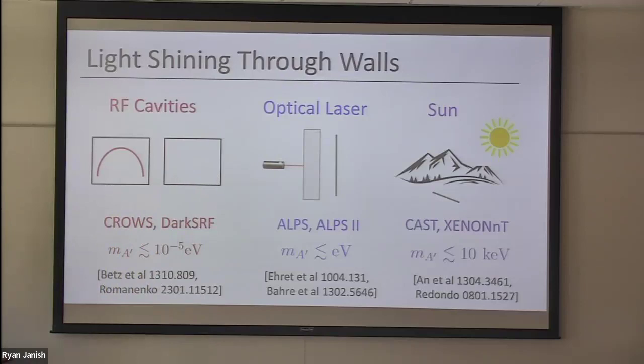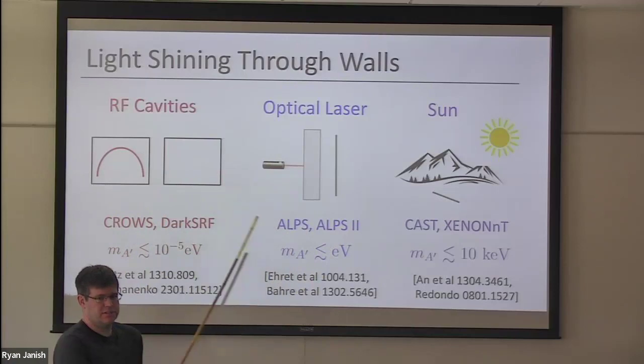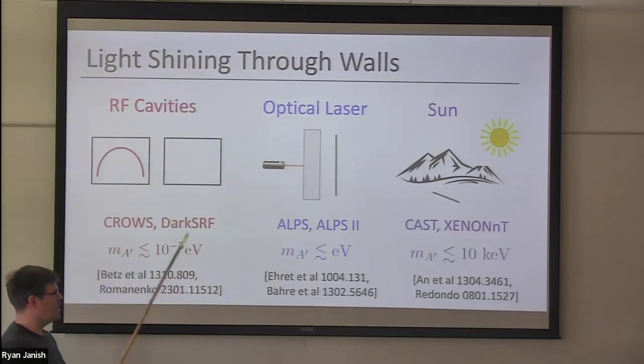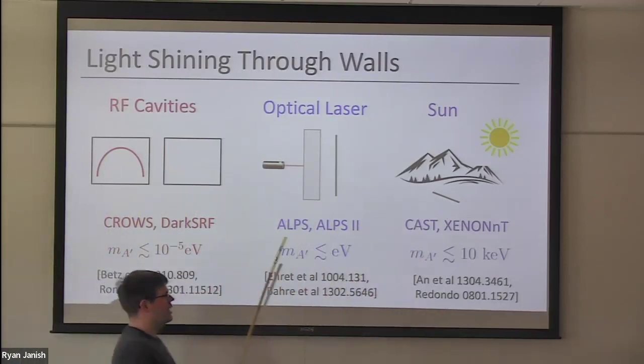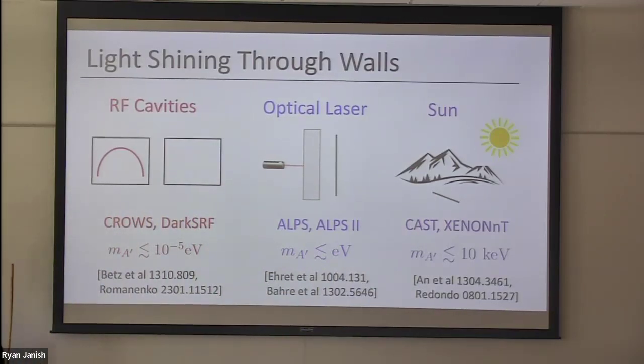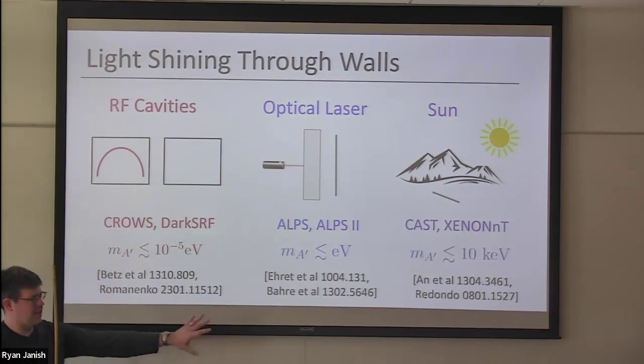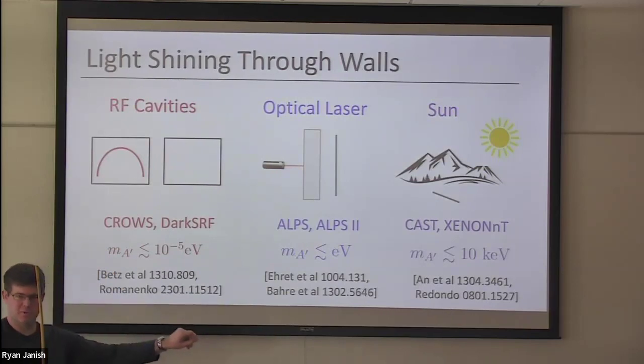If you want to go to higher masses, you can use optical sources, a more energetic source. People have done that as well with the ALPS experiments, and those push you up to about an eV. I classify these as light shining through walls experiments as well. You can also use the sun as a source, and you essentially look for an X-ray photon in the center of the sun to mix into a hidden photon, travel all the way to the Earth through some crust to the inner cavern where XENON1T is, and then it can mix back and be absorbed in the detector.